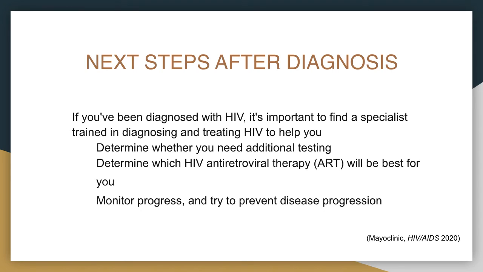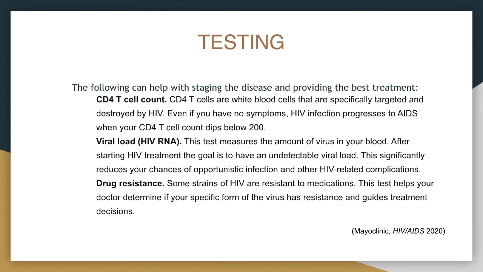Lastly is acquired immunodeficiency syndrome, or AIDS. This is the most severe phase of the HIV infection. People with AIDS have such badly damaged immune systems that they begin getting an increased number of severe illnesses called opportunistic infections. Without treatment, people with AIDS typically survive about 3 years.